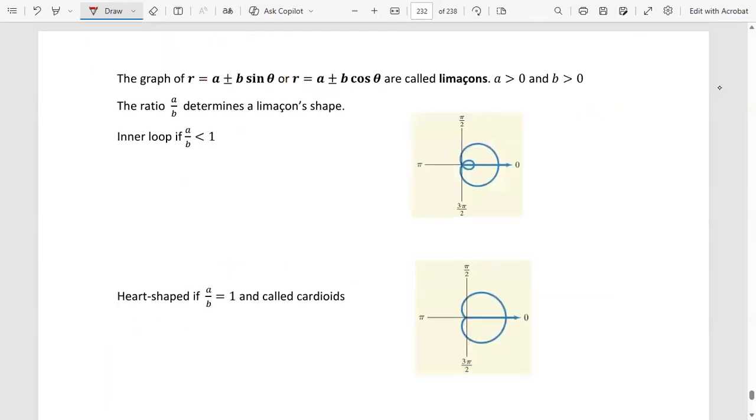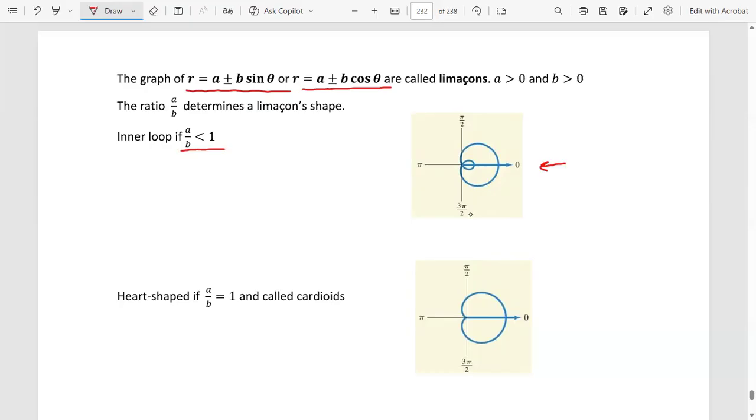Another form of equations are called limaçons. Limaçons are the equations that are in this form: a plus or minus b times sine theta or b times cosine theta. When we have these forms of equation, depending on the values for a and b, we have different shapes. If the ratio of a over b, that means if I divide a by b and I get a number which is less than 1, I usually have a limaçon with an inner loop. And you can see the picture here.